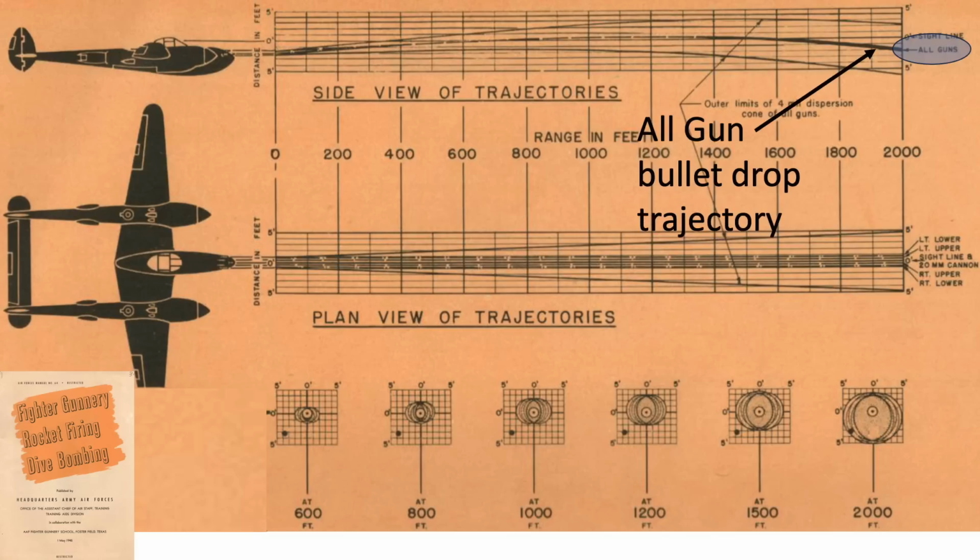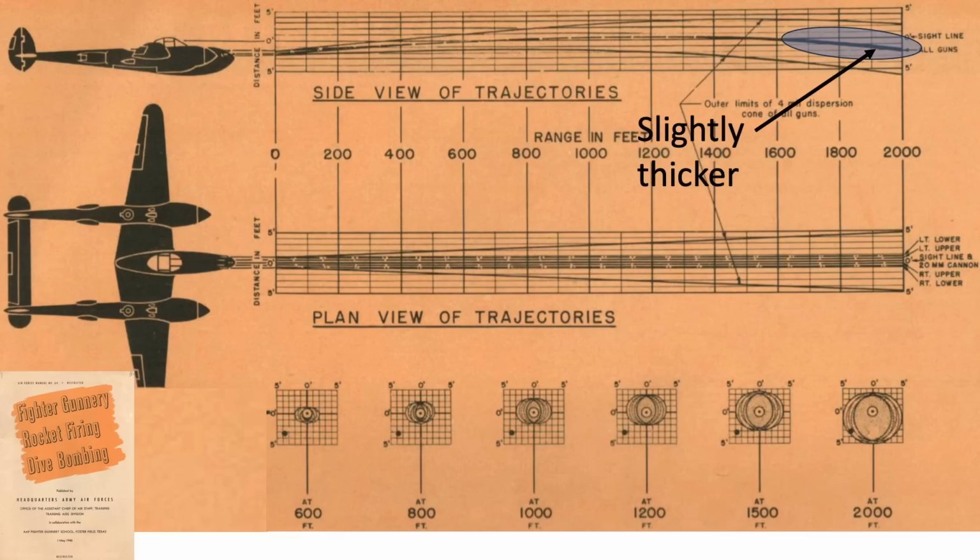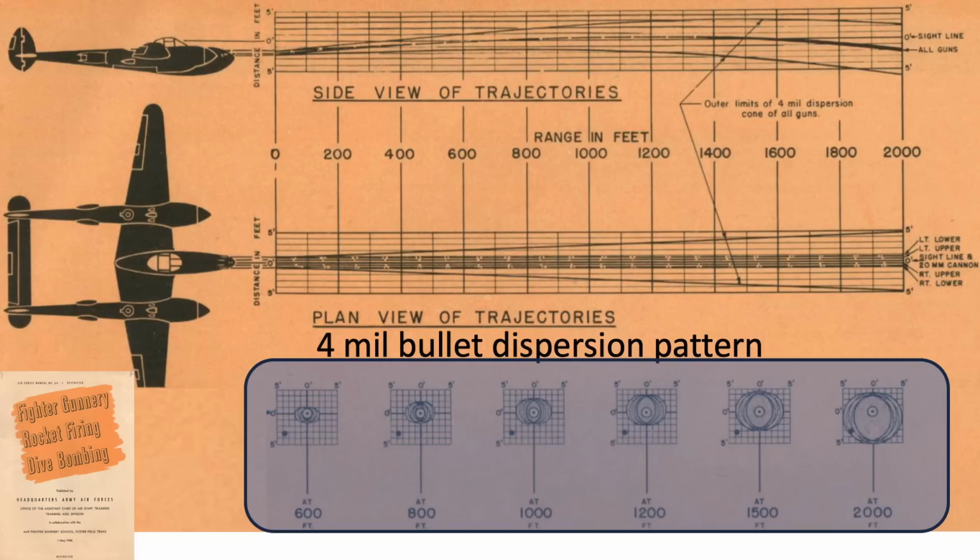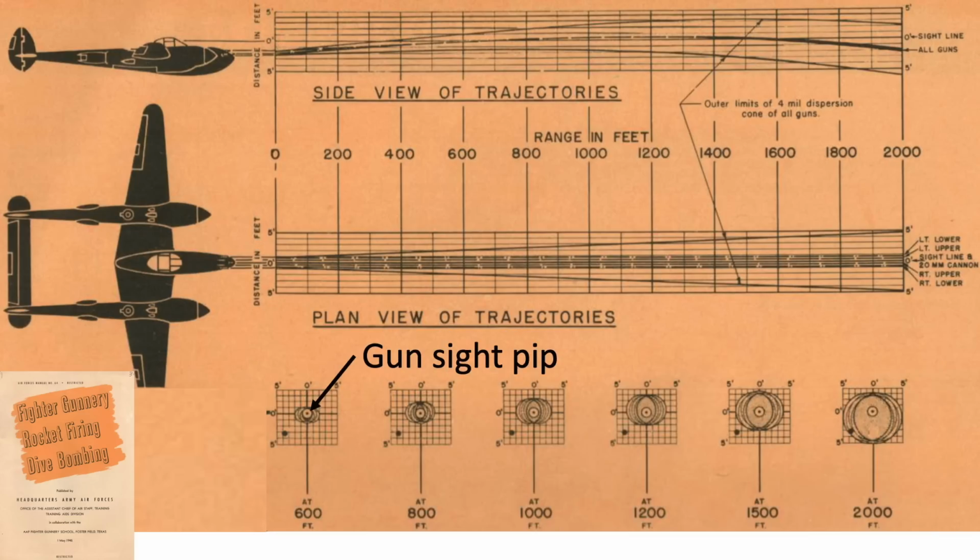There's a small deviation of the cannon's projectile from the machine gun bullets at these farther distances, as represented by this slightly thicker line highlighted. The 20mm projectile's trajectory seems to match well with the 50 caliber bullet's trajectory. The 4 mil 75% strike patterns are represented by these graphs. The gun sight pip is a symbol.